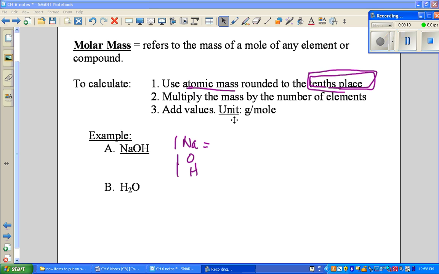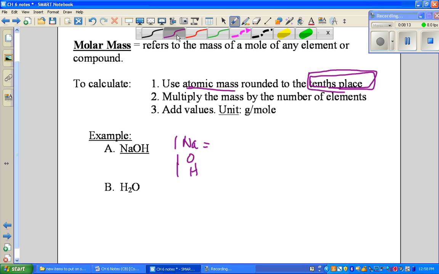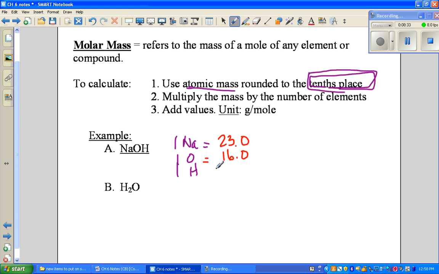So we'll finish up. If we take a look at sodium, you can go to your periodic chart and see that sodium rounded to the 10th place would be 23.0, and we've learned all about these sig figs and how important this is. Oxygen is 15.9994. That would round to 16.0. And then you can see your hydrogen, it's 1.00794, and that's going to round to 1.0. Add this all up, and I get 40.0 grams per mole.